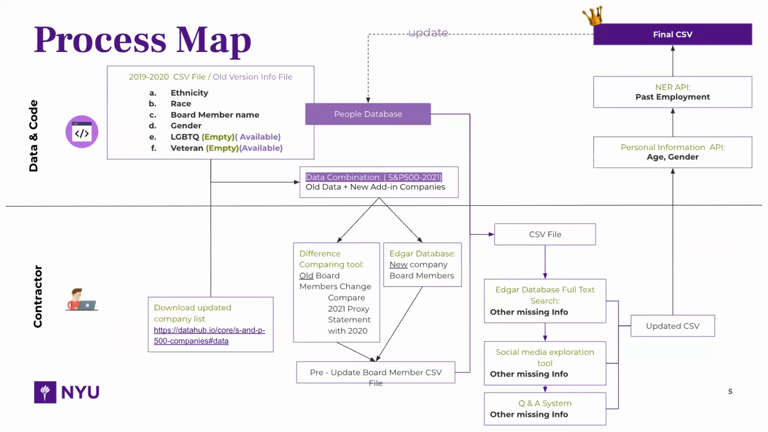Next slide, please. So here is the process map. Our process map consists of 2 parts. One is the data and code, and the other is the tools that the contractor can use. From left to right is how the project goes. Firstly, we have a raw file, and after that, we use some code to combine that data. After that, the contractor can use some useful tools to find other missing information.